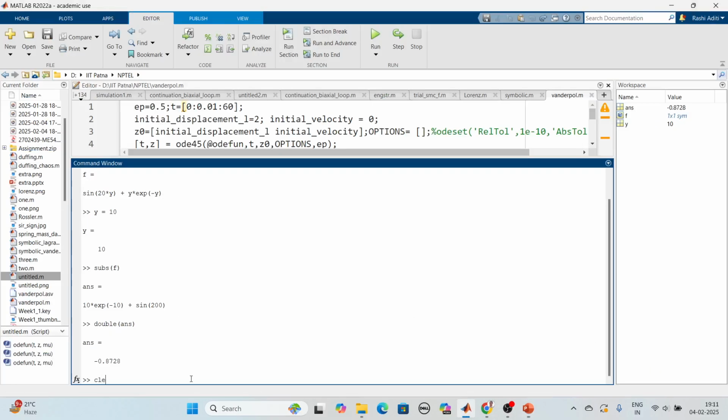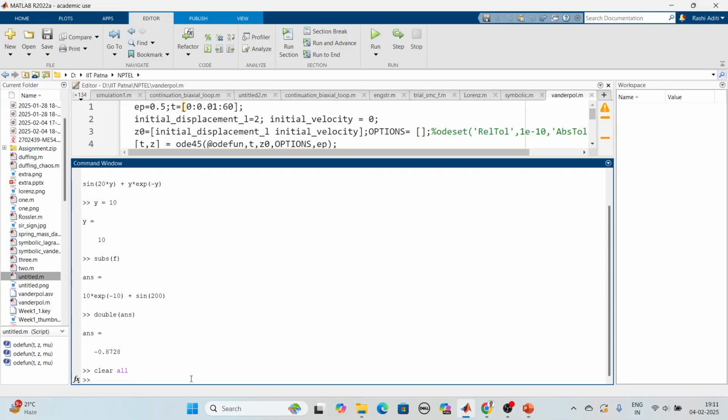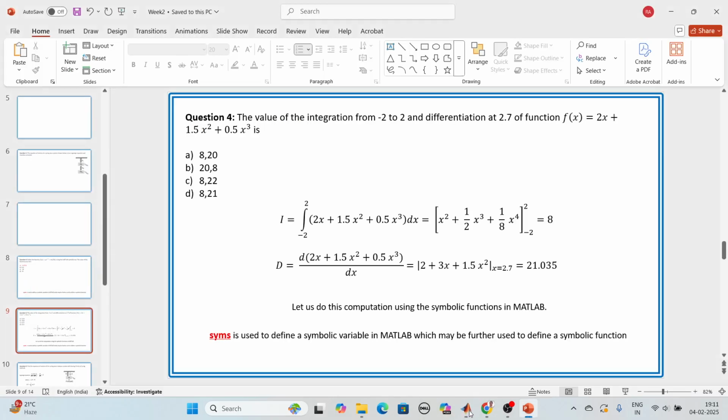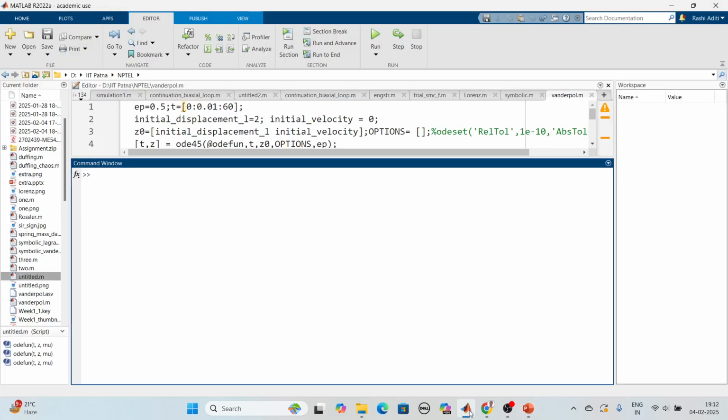First we'll apply clear all, which clears the workspace, and then we'll apply clc, which clears the command window. Now, if you see here, my variable is what? x. Okay, so I'll define the symbolic variable x.